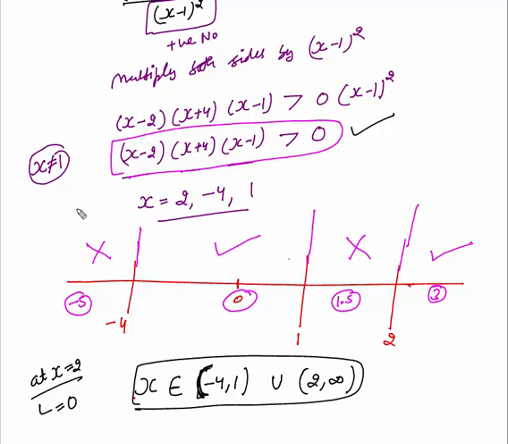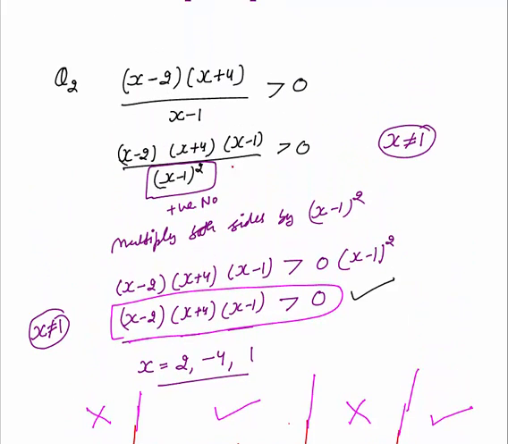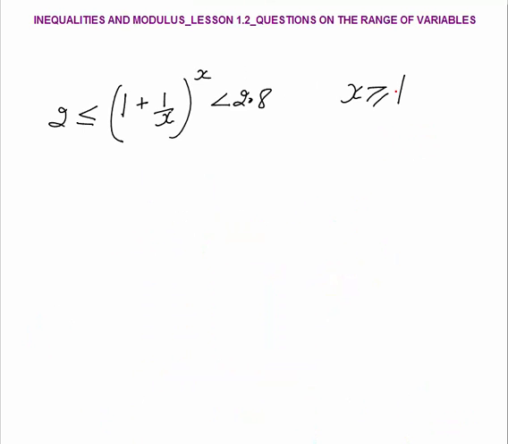So very important, this is a different concept. Whenever there is a denominator, you have to make it a perfect square, and then you have to simplify the inequality. Next is a concept which is sometime used. It's not that important a concept. It says that whenever x is greater than equals to 1, (1 plus 1 by x) whole power x always lies between 2 and 2.8. It can be equals to 2, but it will always be less than 2.8.